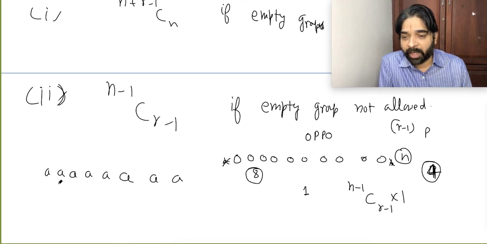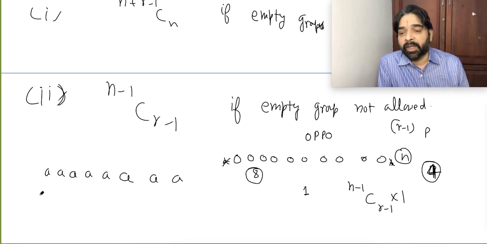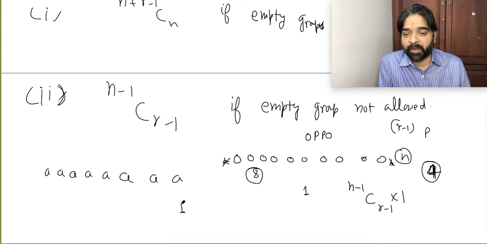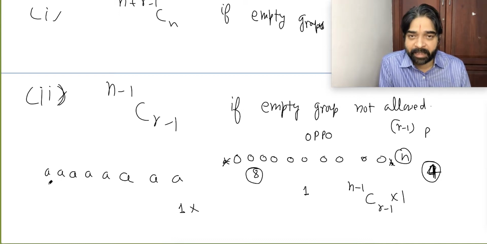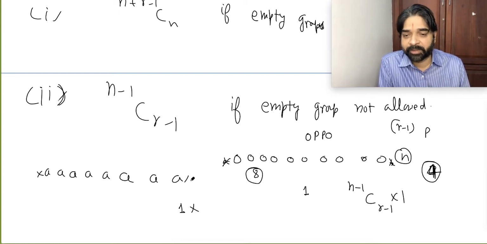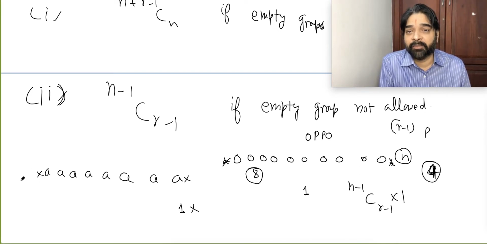So right now there are 8 objects. The arrangement of these 8 objects will be 1 only because they are identical. Into how many gaps? Basically 8 objects means 9 gaps. But these 2 I will reject, because if P is coming here, the first group will become a null group, or you can say an empty group. So how many gaps will there be? 7.